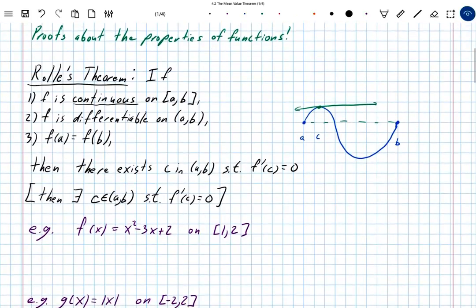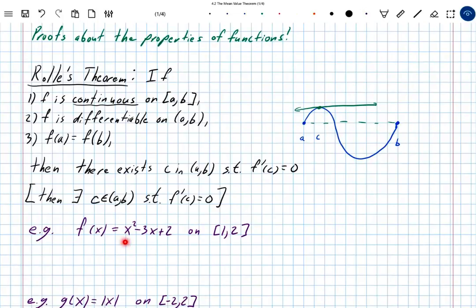If we take f of x equals x squared minus 3x plus 2 on the closed interval [1, 2], let's check. Does that satisfy our three conditions? First, is f of x continuous? Well, it's a polynomial, so f is definitely continuous. Good. Is it differentiable? Yeah, it's a polynomial. Polynomials are differentiable everywhere.